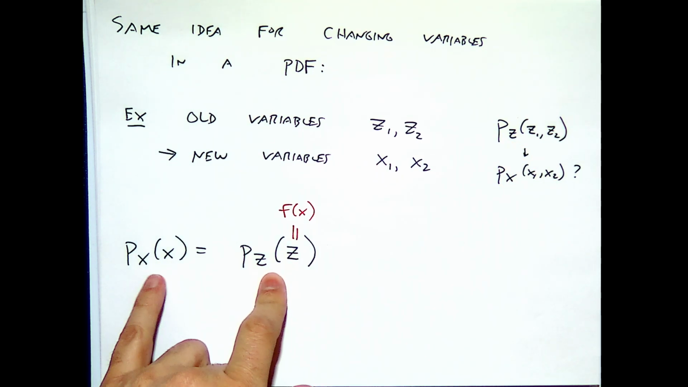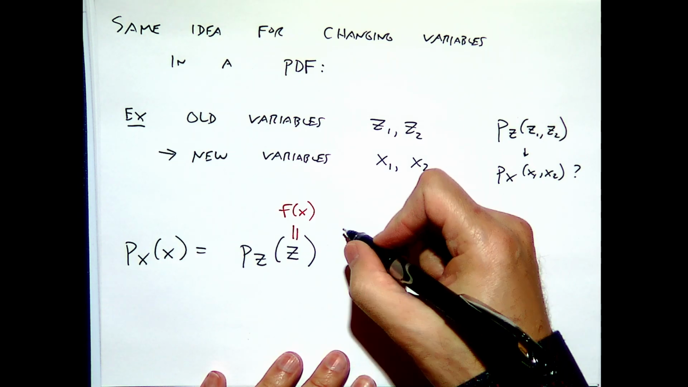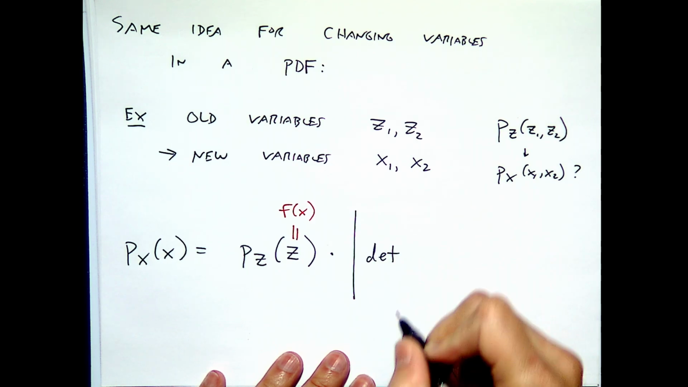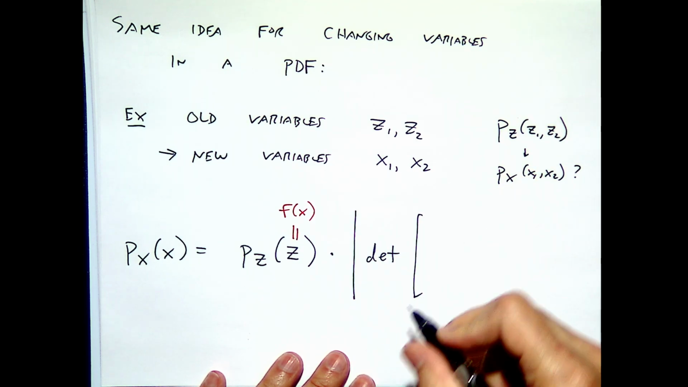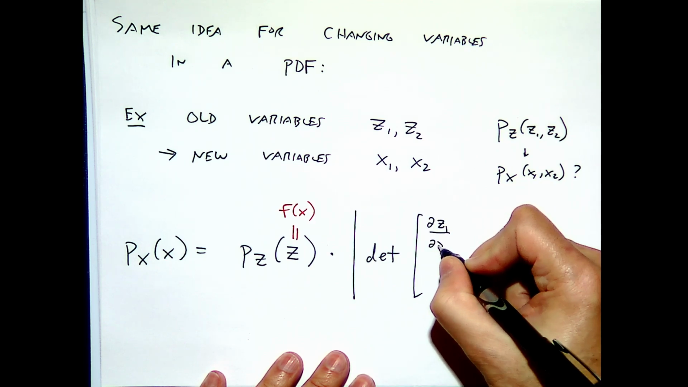That will give me some equation in terms of x1, x2, but I need more than that. I need to multiply that by the absolute value of the determinant of this matrix, which is just the Jacobian again.